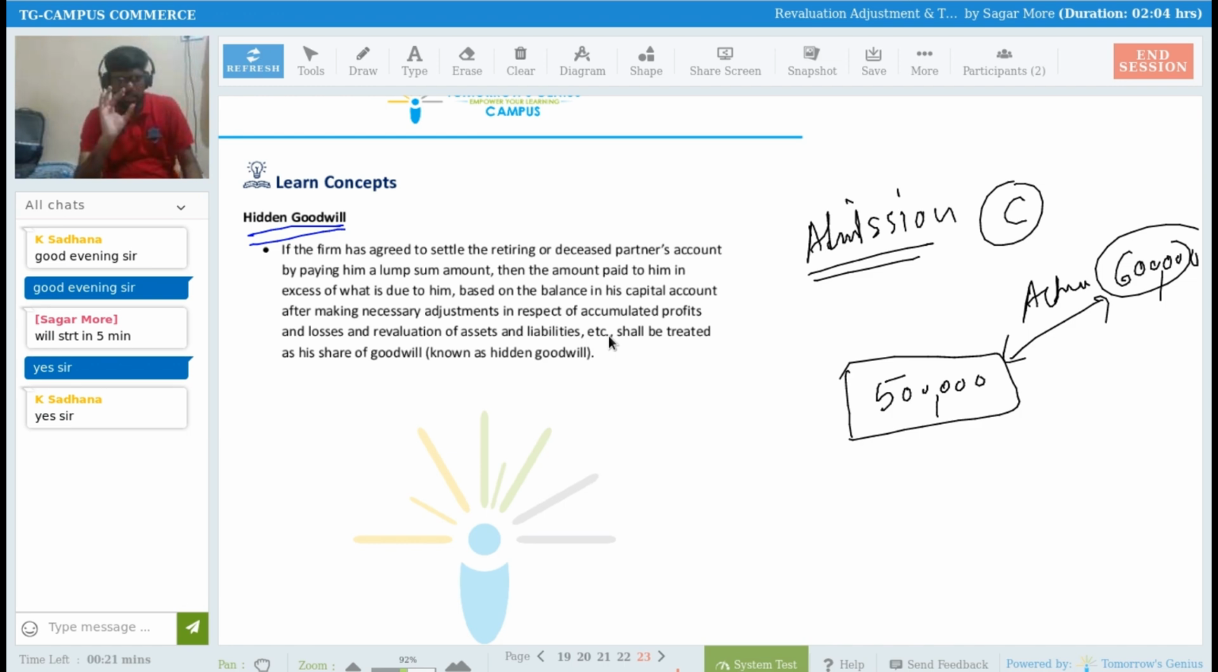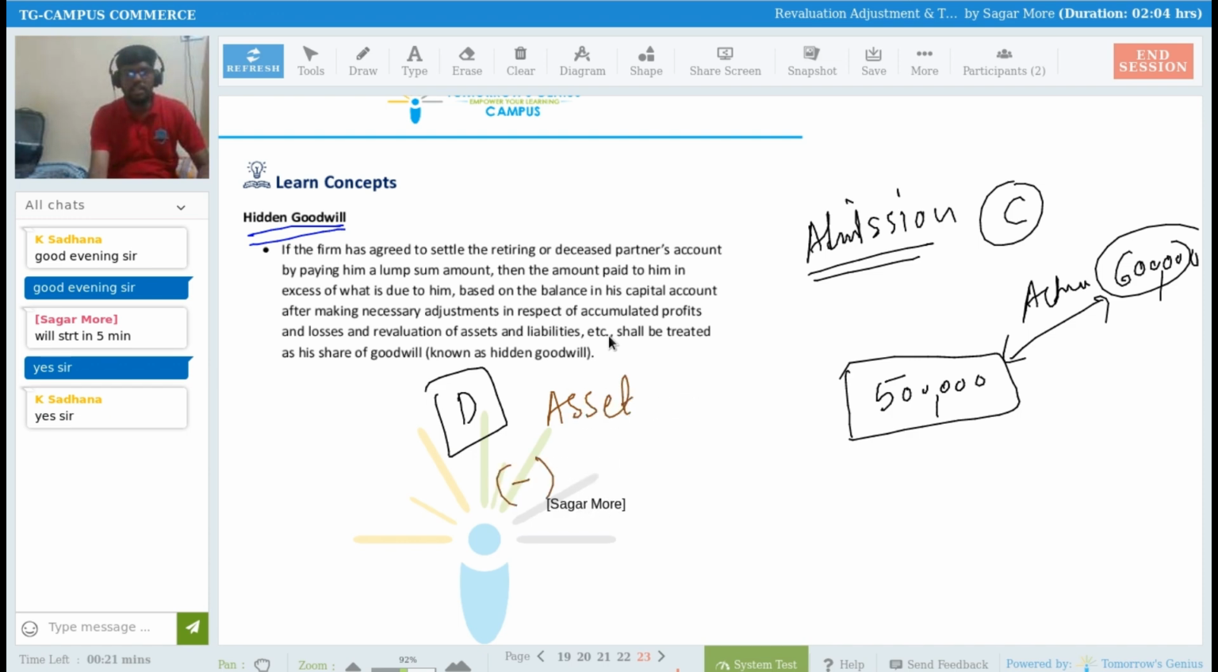and that is known as hidden goodwill. Now in this concept, for example, I am purchasing a business from Dhanushri. What is purchase of business? Purchase of business is nothing but I will be taking over the assets of Dhanushri, and I will be taking the liabilities of Dhanushri as well.